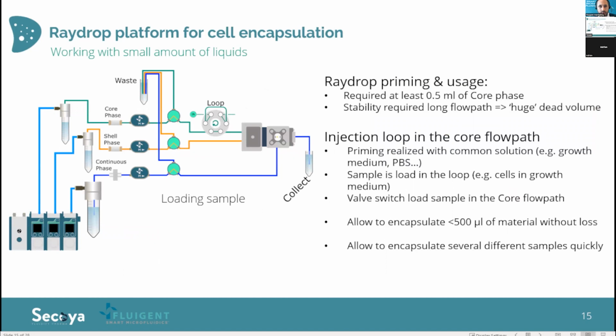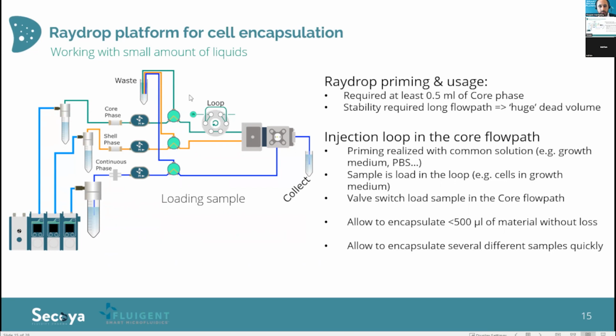Another thing to take into account when you work with biological material is that you generally do not have a huge amount of solution. On the other hand, working with a Raydrop requires at least 0.5 ml of core phase solution to prime and stabilize the system. This quantity of solution can sometimes represent more than the amount of biological material available. Therefore, in order to be able to encapsulate low amount of liquids, we add an injection loop to the core flow path of our Raydrop platform.